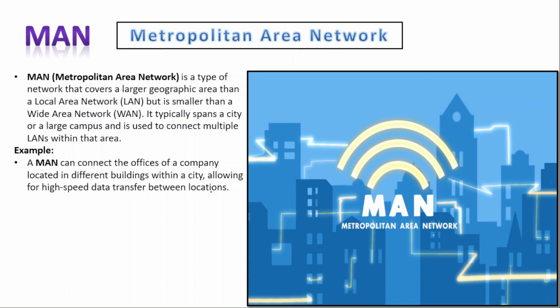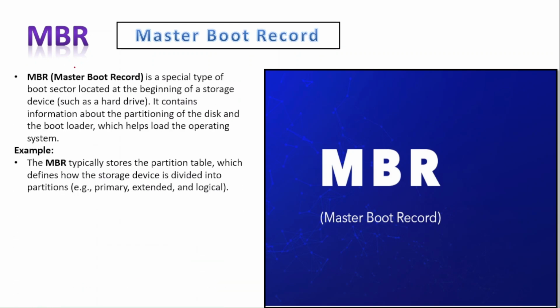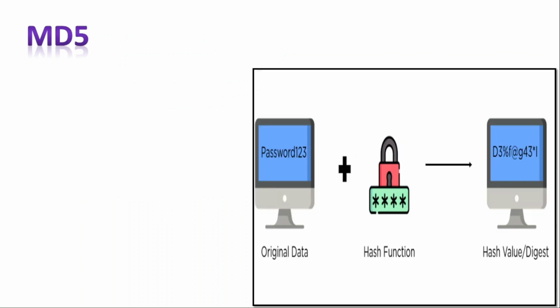data transfer between locations. MBR, that is Master Boot Record. So MBR, Master Boot Record, is a special type of boot sector located at the beginning of a storage device, such as a hard drive. It contains information about the partitioning of the disk and the bootloader, which helps load the operating system. Example: the MBR typically stores the partition table, which defines how the storage device is divided into partitions. For example, primary, extended, and logical.